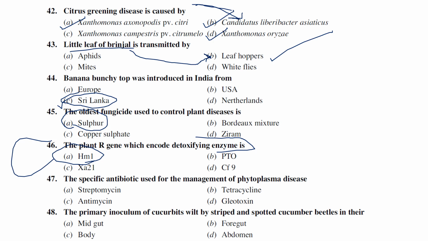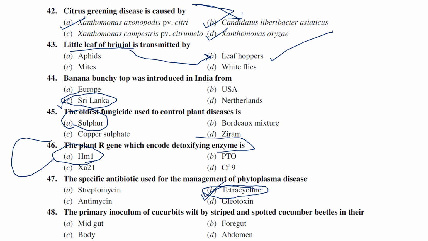What is the specific antibiotic used for the management of phytoplasmal disease? So tetracycline is well known for the management of phytoplasmal diseases, and sometimes the plants can also recover a little bit, but I have some doubt about whether the plants can be recovered or not. But generally for the management we can recommend tetracycline, that is well known.